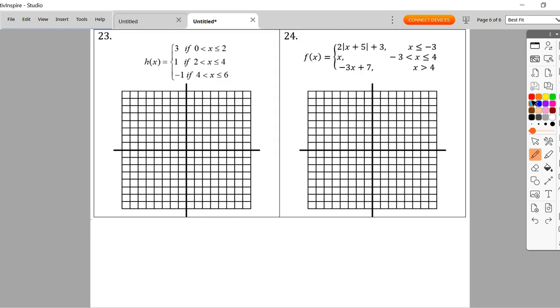23, I'm going to go ahead and have vertical dotted asymptotes here at 0, 2, 4, and 6. So again, let's graph them in at 0, 2, 4, and 6.